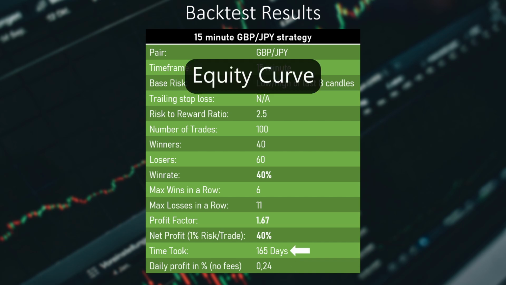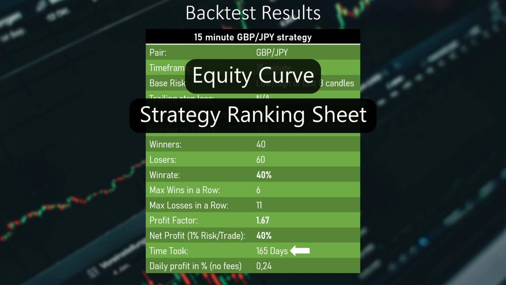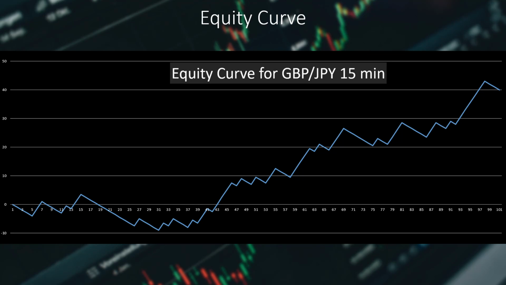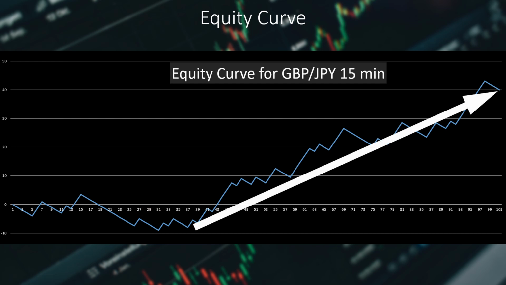Let's take a look at the equity curve, then the strategy ranking sheet, and finally I will share my thoughts on this strategy and some optimization tips. Looking at the equity curve, you can see that the strategy had a slow start and a relatively big drawdown. But then, around the 37th trade, it quickly picked up and rallied up until the 40% net profit mark.